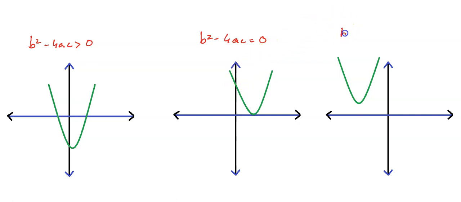Now here, if b square minus 4ac is less than 0, the quadratic formula would not have been solved, because the square root of a negative number doesn't exist. So we'll get a graph like this.